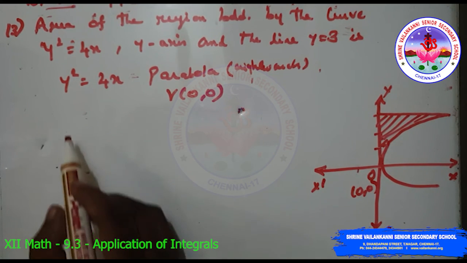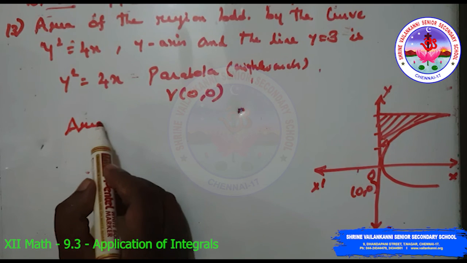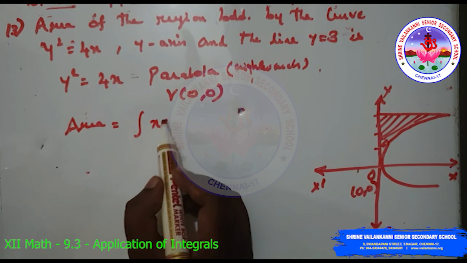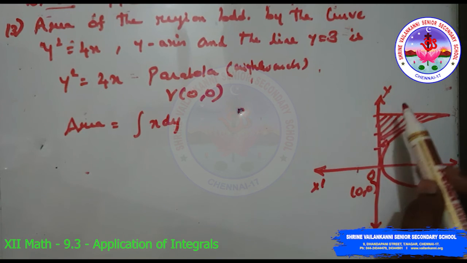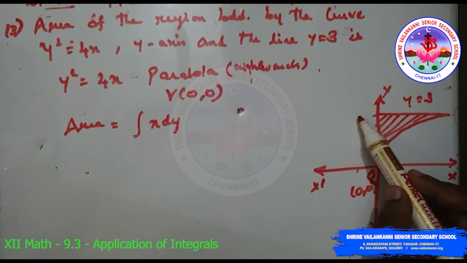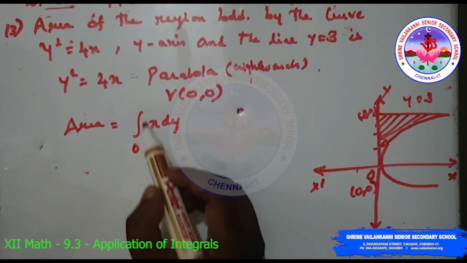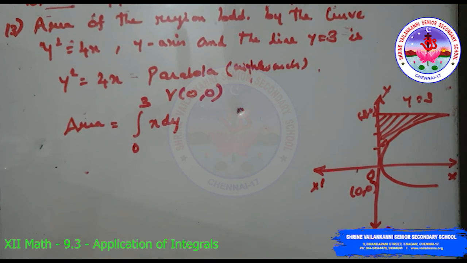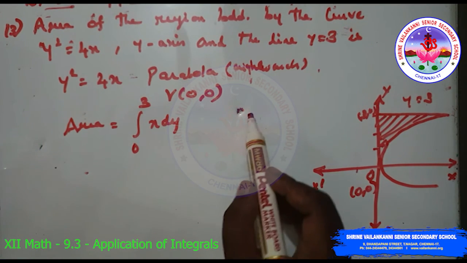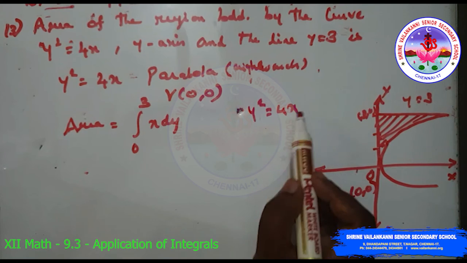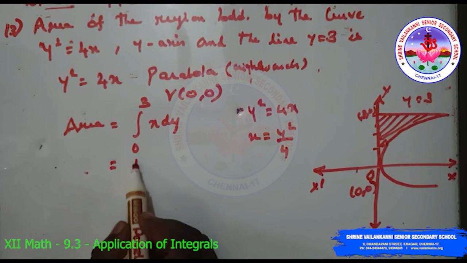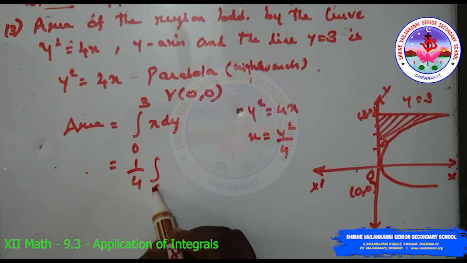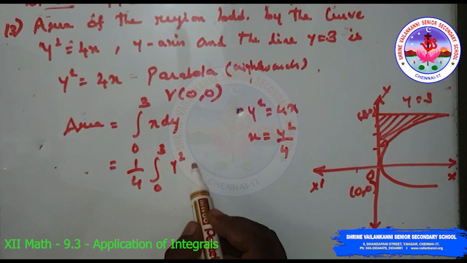So area, which is equal to integral of x dy, and the limit is from 0 to 3. Here the line is y equal to 3. So this is 3, 0. So it's from 0 to 3. So it's given as y square equal to 4x. So x is equal to y square by 4. So which is equal to 1 by 4 of integral 0 to 3 y square dy.